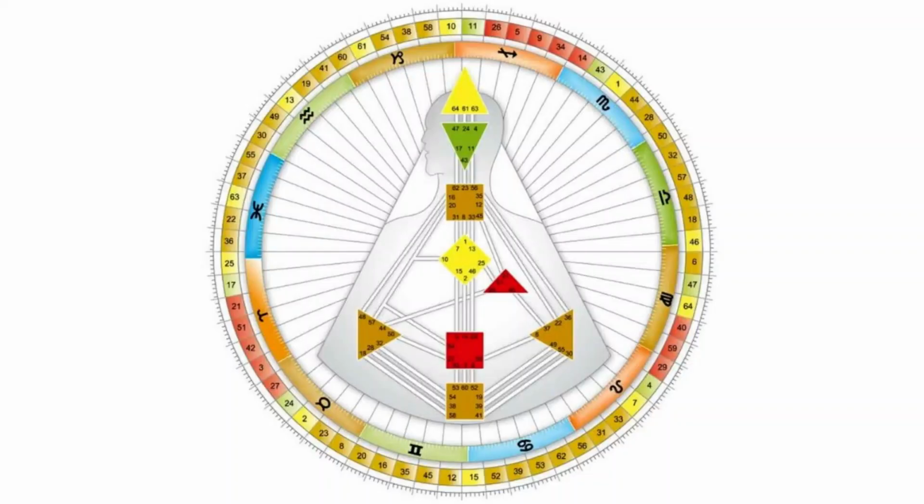Gate 41, Decrease. Location: Root Center. Channel 41-30, the channel of recognition. Circuit: the collective sensing circuit, abstract process. Theme: the fuel of imagination, the pressure to begin an experience. Not-self distortion: restlessness, chasing novelty, fantasizing without follow-through, emotional addiction.